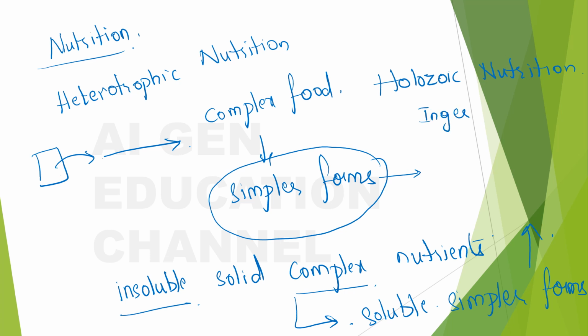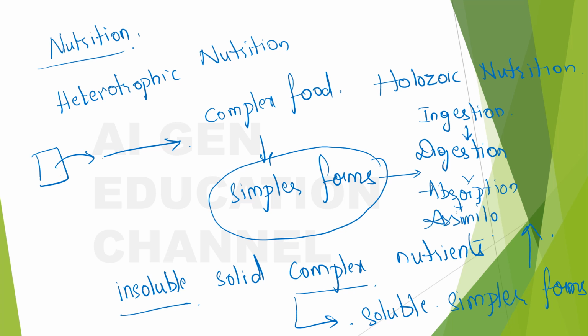First stage is ingestion, right? Then digestion. I will let you know the meaning of all these terms, but first let me outline the steps. Ingestion, digestion, and then absorption, and then assimilation at the end. These are the steps that are part of holozoic nutrition. Now let us see the meaning of all these in the next slide.